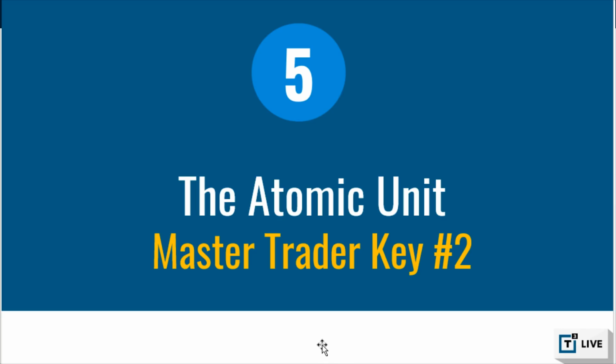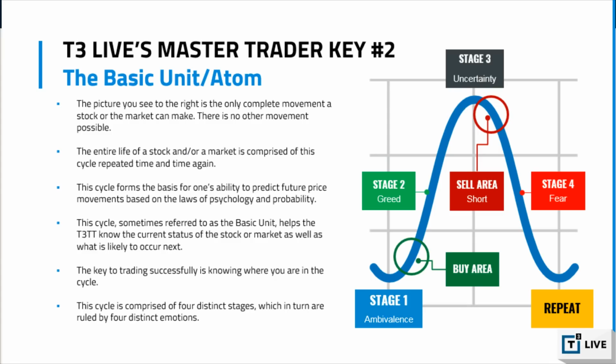So today, this was just a recap. Today we are going to talk about what I like to call the atomic unit, and it's master trader key number 2, or the basic unit. The basic unit, the picture you see to the right, is the only complete movement a stock or the market can make. There is no other movement possible.